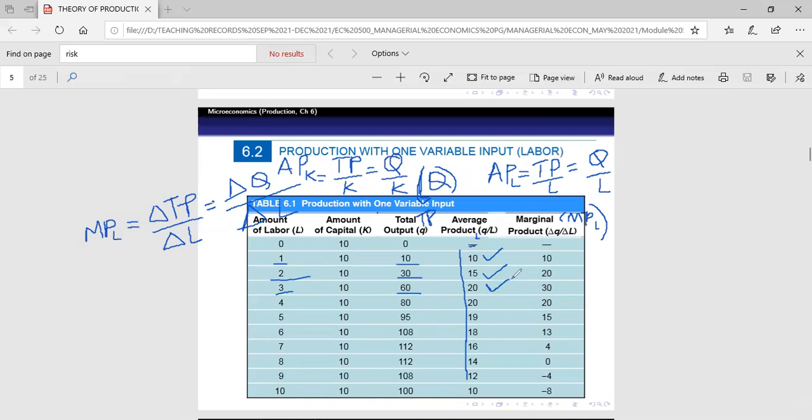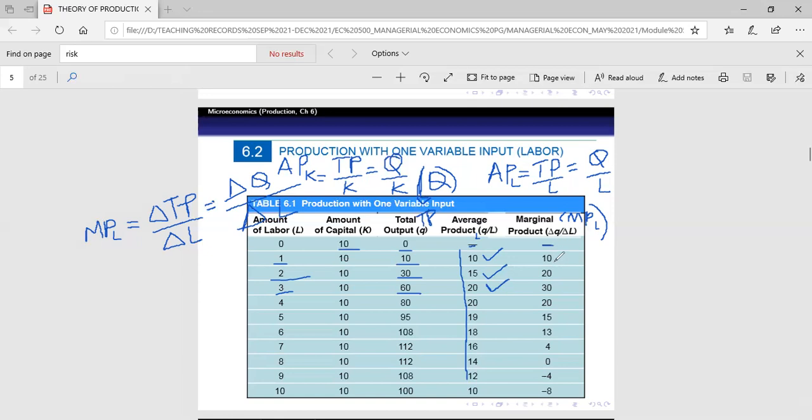Right? So that is the average product of labor, but it can also be average product of capital, where we are dividing the total product by the corresponding capital, which is 10 all throughout. Then here it will be change. The story is the same with the theory of costs, only the label changes. So here marginal product of labor, here we shall get the change. We leave this one blank because you cannot have marginal product of labor when you have 0 labor employed.